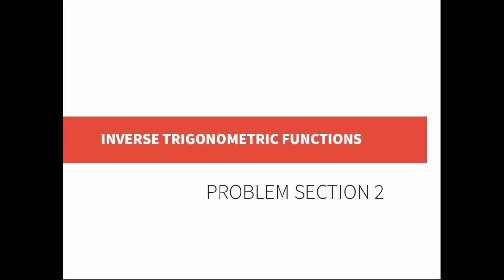In this class, we are solving some more problems in the chapter Inverse Trigonometric Functions. These problems are mainly based on property 5 and 6. Also, we have used some trigonometric identities for solving these problems. Now, we can move to the problems.